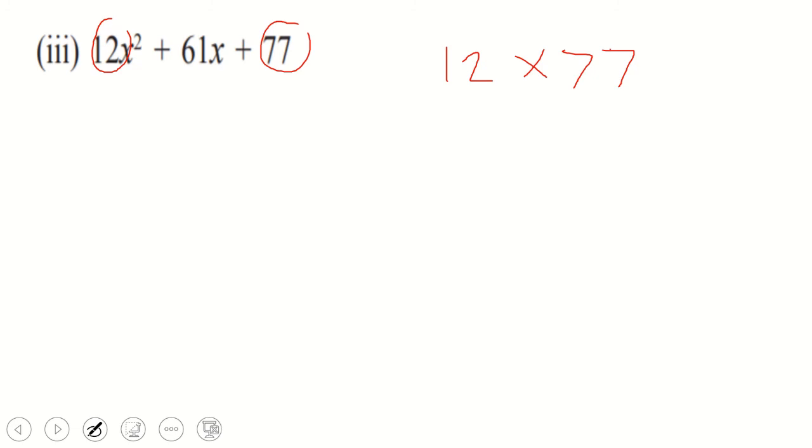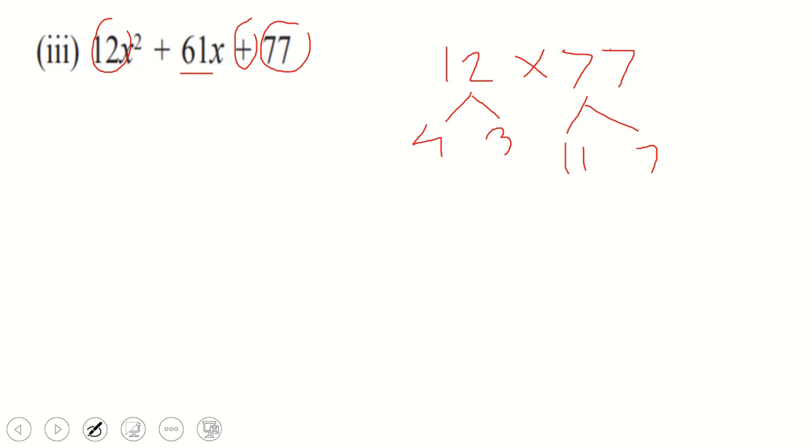Now start thinking. How to think? First of all, observe the sign of the last term, that is positive. So we are going to think of addition. Here we want two numbers whose multiplication is 12 into 77 and the addition should be 61. Okay, so now observe carefully. This 12 I am splitting as 4 into 3 and 77 as 11 into 7. So now I have 4 numbers here. From those 4 numbers I will take combinations.